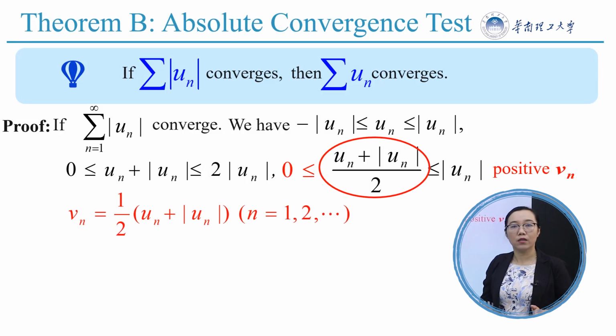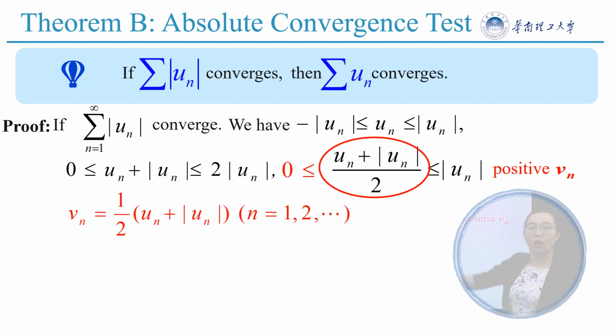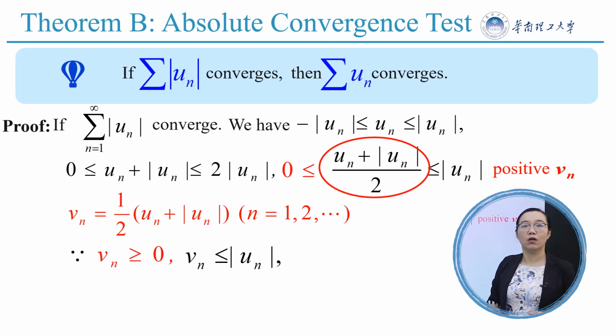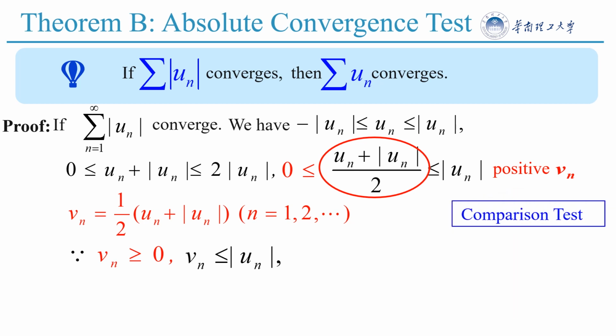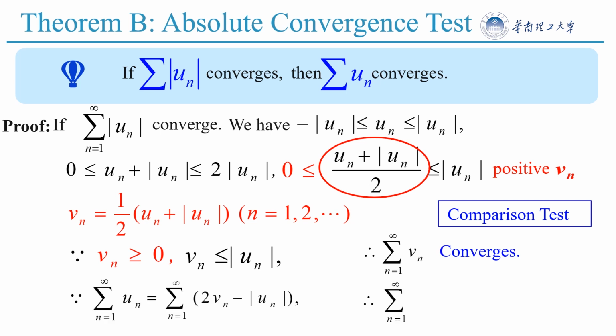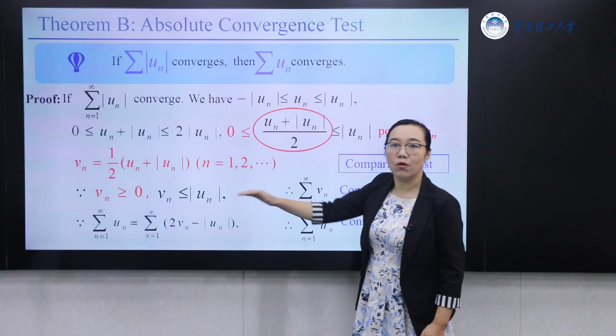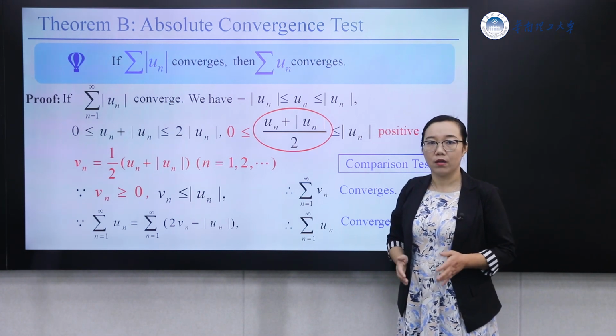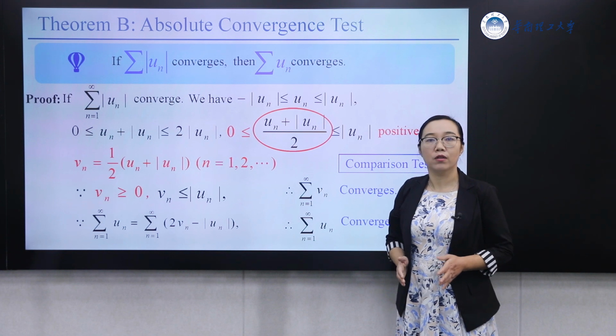Let Vn equal Un plus the absolute value of Un over 2. It is obvious that Vn is greater than or equal to 0, and Vn is less than or equal to the absolute value of Un. So, the summation of Vn converges, since the summation of Un equals the summation of double Vn minus the absolute value of Un. So, the summation of Un converges.